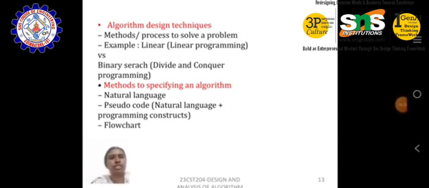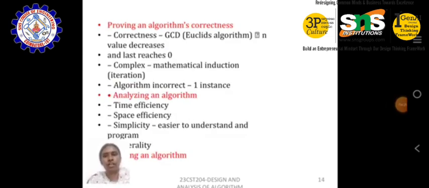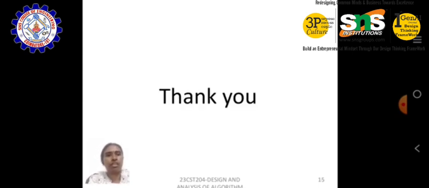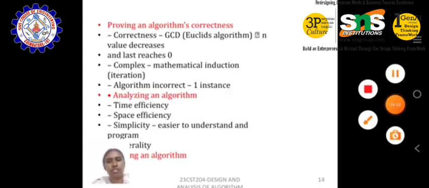Time and space complexity. Big O notation is a way to describe the efficiency of an algorithm in terms of time complexity and space complexity. O of 1, O of n, O of n square, these are the time complexities. And space complexity such as O of 1, constant space, and O of n is linear space.